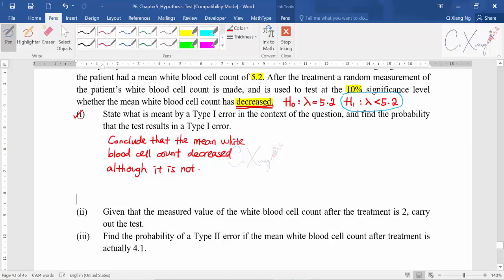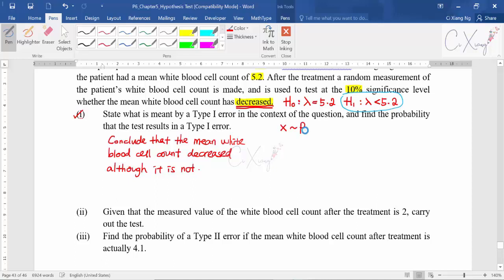Then now they want you to calculate the probability of type 1 error. To calculate the probability of type 1 error, from this question, they didn't give you any rejection region if you read through it. So you need to calculate the rejection region on your own first before you can calculate the type 1 error. So I will want to get the rejection region first.